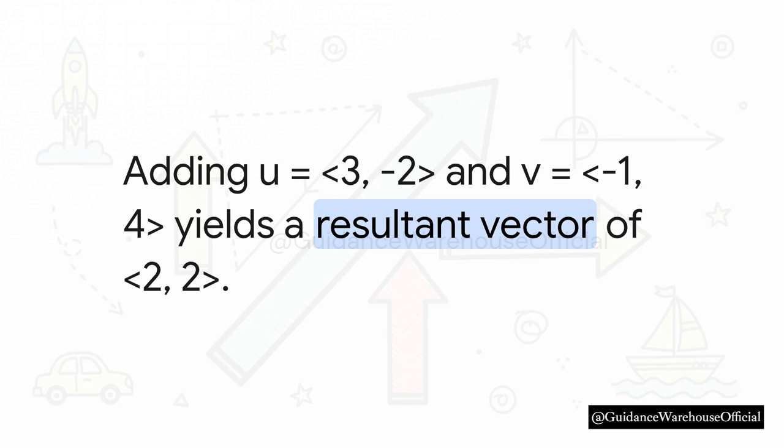It's brilliantly simple, actually. You just add the horizontal components together and then the vertical components together. So 3 plus -1 is 2, and -2 plus 4 is 2. That's it. Our new resultant vector is simply 2, 2.